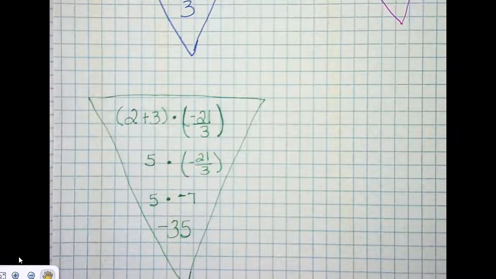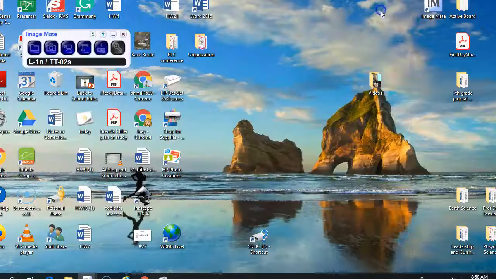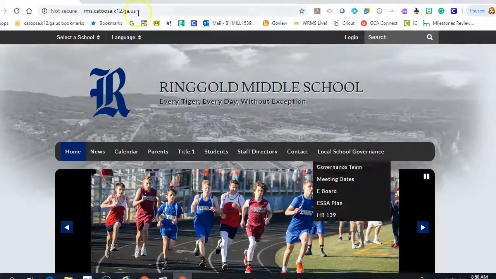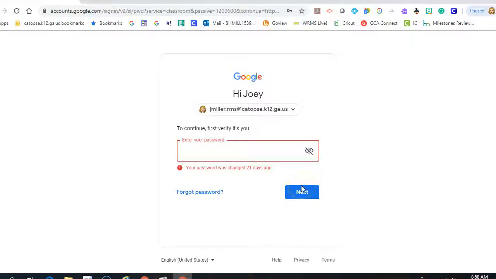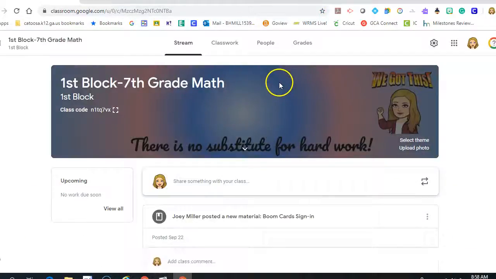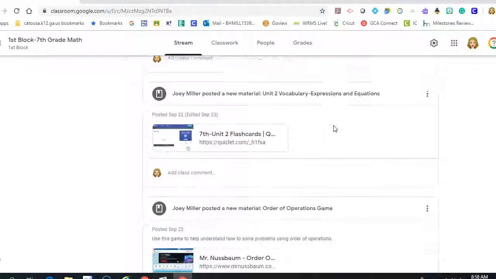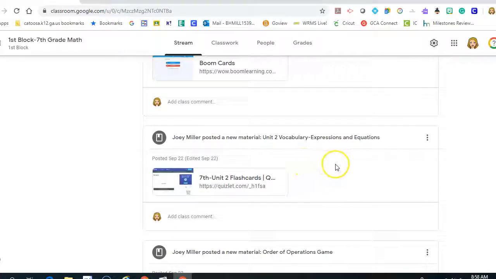So here's what we're going to do. You are going to, in just a minute, either work on your own or with a partner. Hold on. I don't know why it's giving me trouble. You can see in here I added some things. Here's an order of operations game you can work on your own time if you're having trouble.